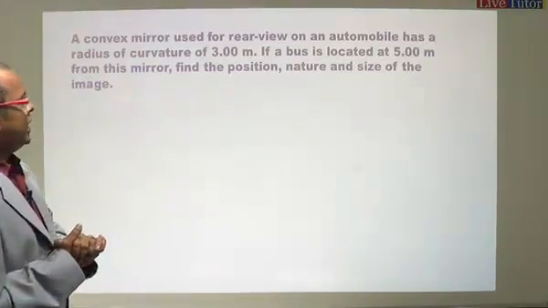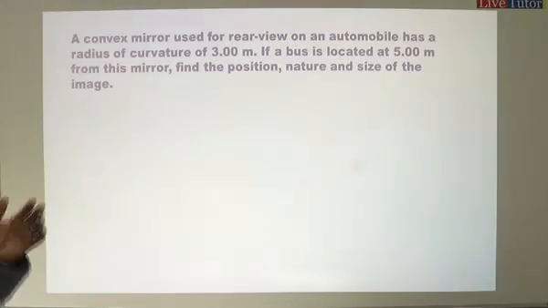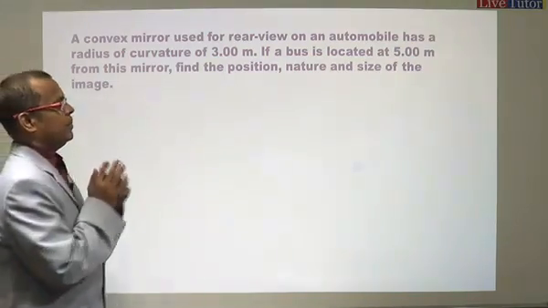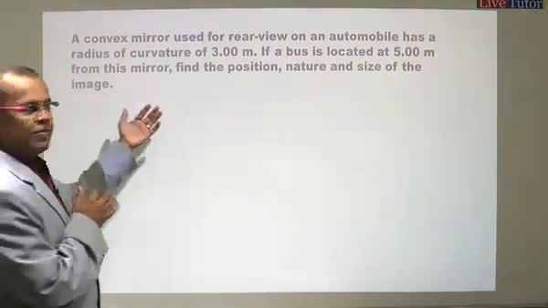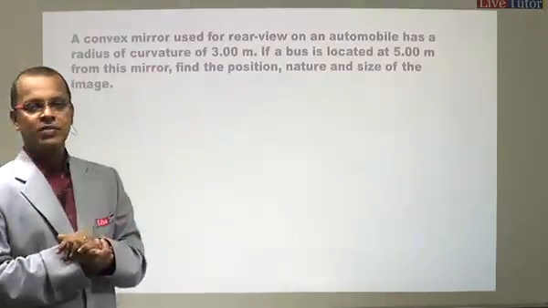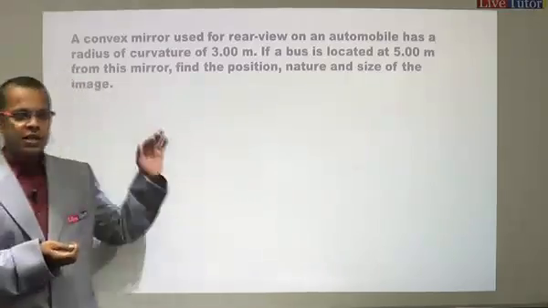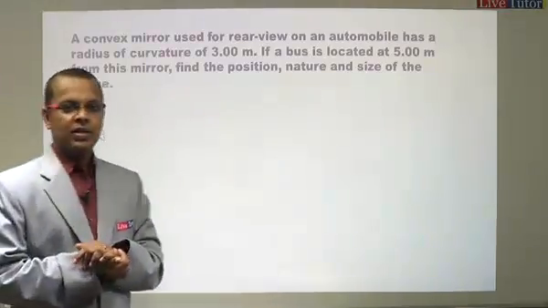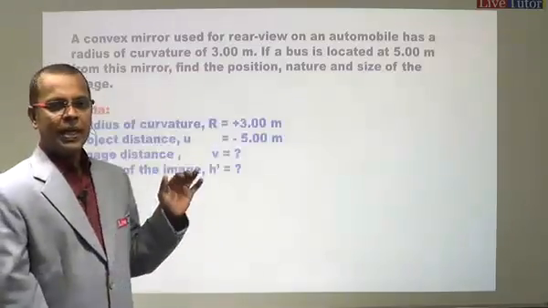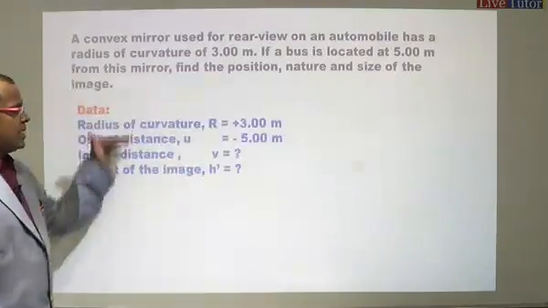A convex mirror used for a rear view on an automobile has a radius of curvature of 3 meters. A bus is located at 5 meters from the mirror. Find the position, nature and size of the image. So these are the data given here. So we are using a convex mirror here. Remember the basic points.